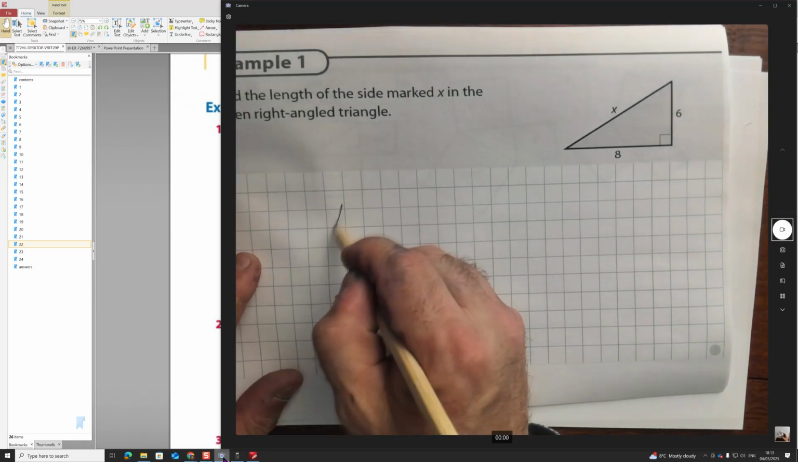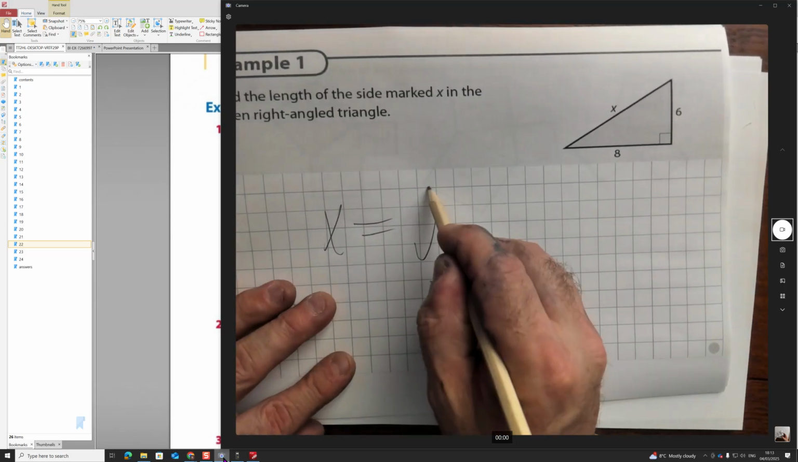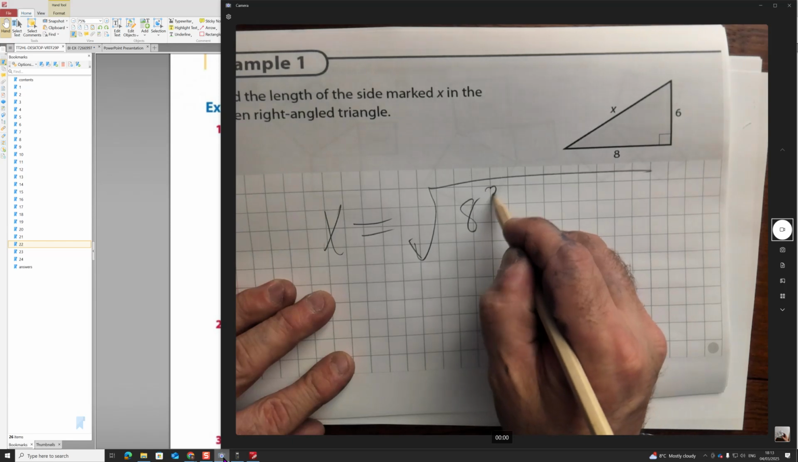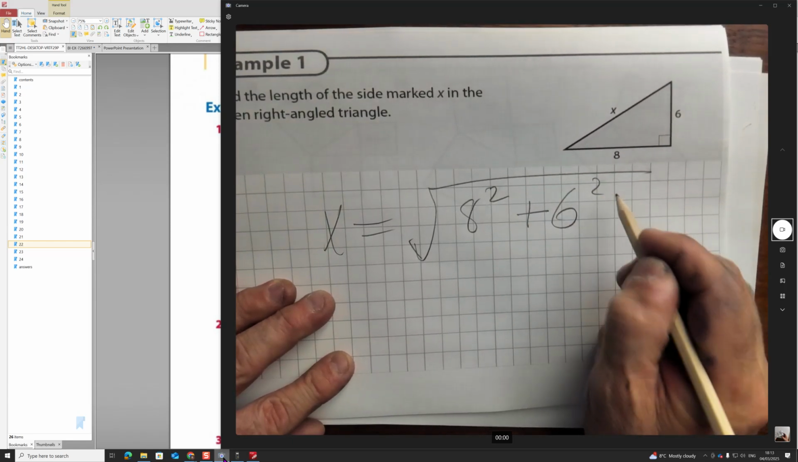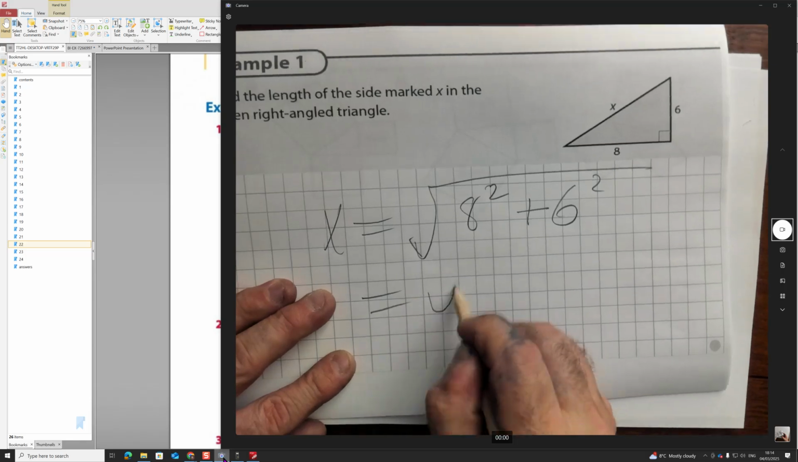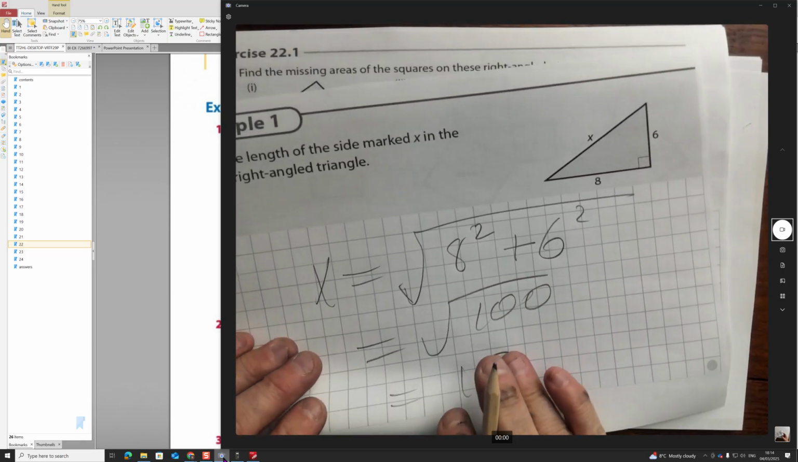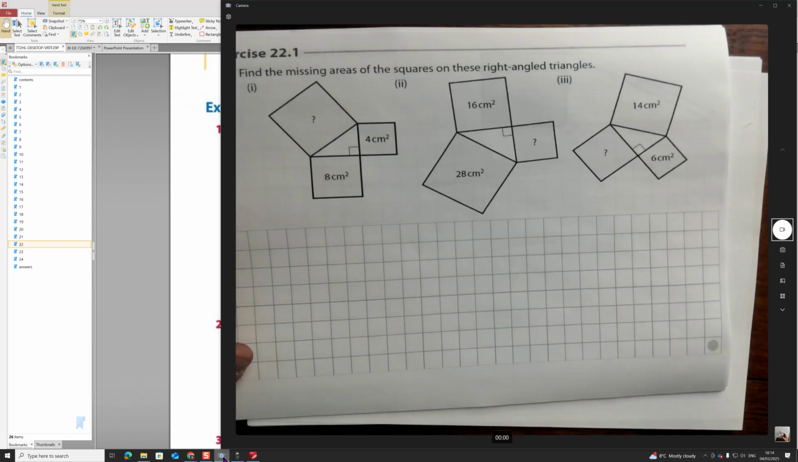Actually, real quickly, let's do this example. So x will be equal to the square root, because we're getting a length, we'll go for the length directly. It won't cost us anything in the marking scheme. It's a direct, straightforward application. That comes out to be the square root of 100, which is equal to 10. Then we're on to question 1.